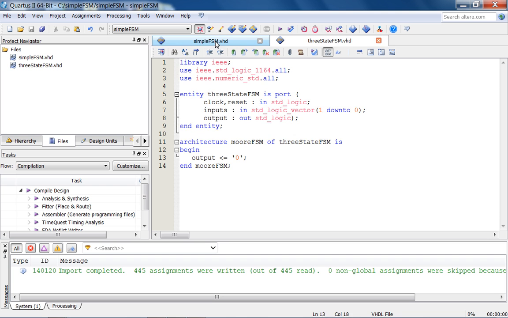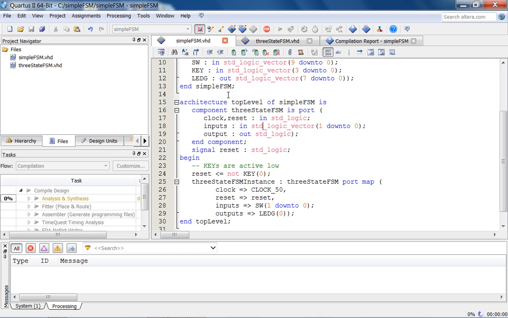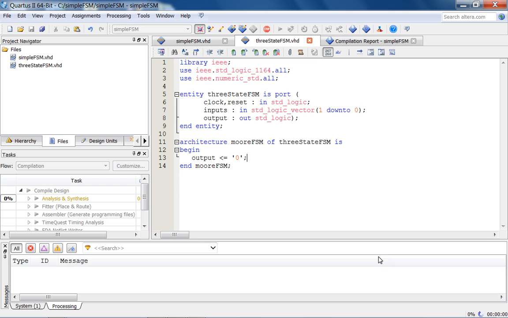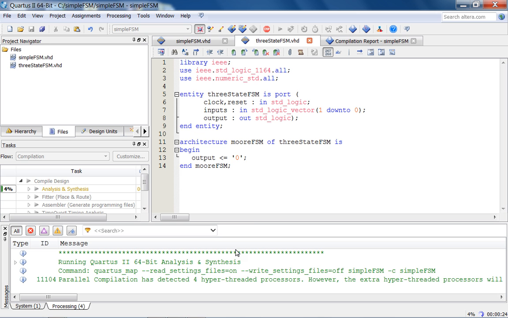So let's do a quick analysis and synthesis. Control K is the shortcut. Now, if there are no errors, what I should see in the RTL viewer is basically just my output LEDG 0 being grounded. While it's compiling, again, on my tablet it's a little slow. Well, here it is. Let's see if I have any errors. I didn't know I had 4 hyper-threaded processors. Okay, I do have an error.